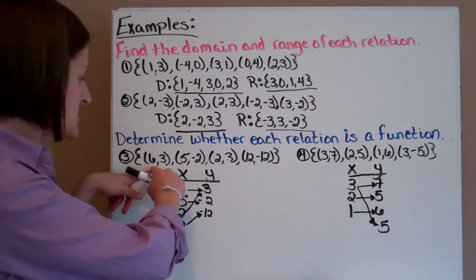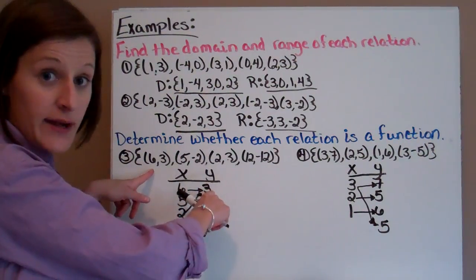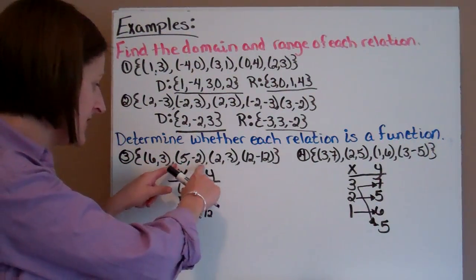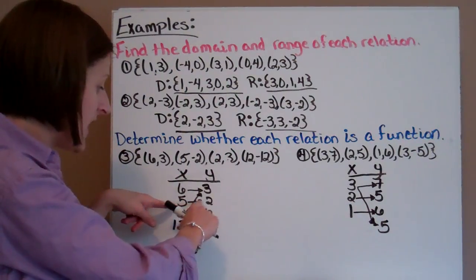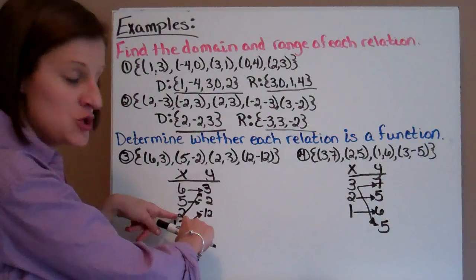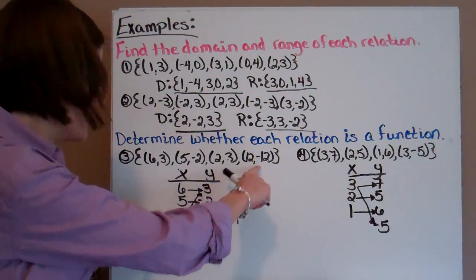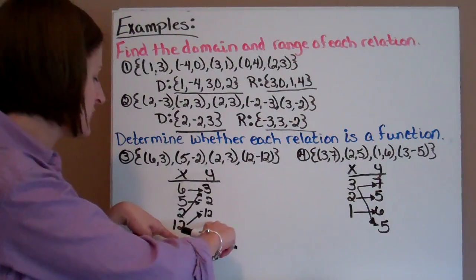So here's a pair, 6, 3. I draw an arrow from 6 to this 3. Then I have 5, -2. Draw an arrow from 5 to -2. Then over here I have 2, 3, so draw an arrow from 2 all the way up here to this 3. Then I have 12, -12, so draw an arrow from 12 to -12.